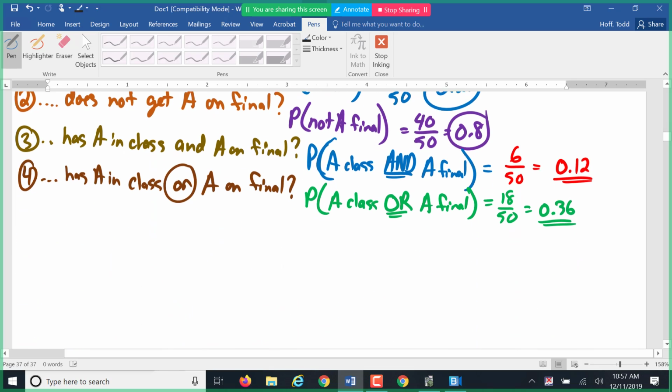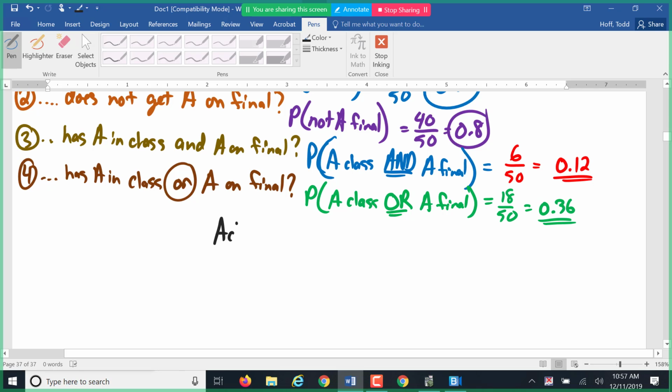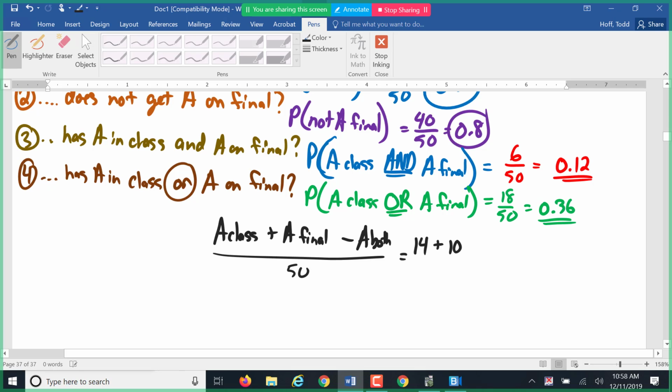So what we could have done was take the A in the class plus the A in the final, and then subtract out those that had an A in both, and of course, out of 50. So that would have been the 14 that had an A in the class, plus the 10 that had the A on the final, minus the 6 that had an A in the class and an A on the final. Well, 14 plus 10 is 24, minus 6 is 18. That's still 18 out of 50.